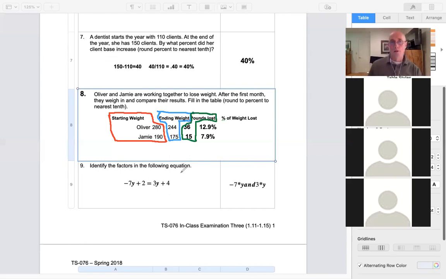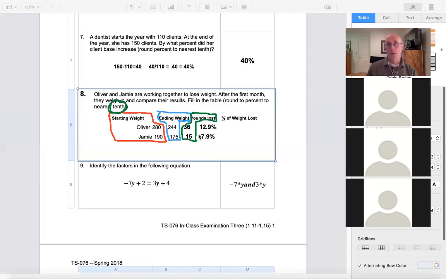So what it's going to give you on the test is: Oliver and Jamie are working together to lose weight. After the first month, they weigh in and compare their results. Fill in the table, rounding the percent to the nearest tenth. I'm going to model again for you: whenever they say something like that at the end of the question, if you have a paper copy in a class, highlight or underline that, maybe put a big star by it, reminding yourself, hey, I'm supposed to do this at the end. That will give you a higher chance of not forgetting something.